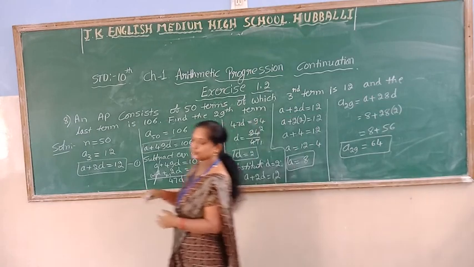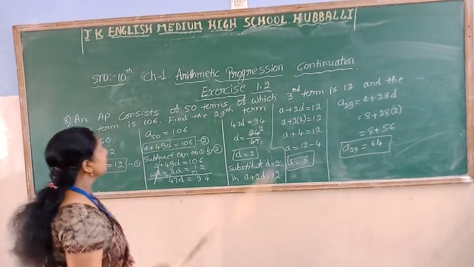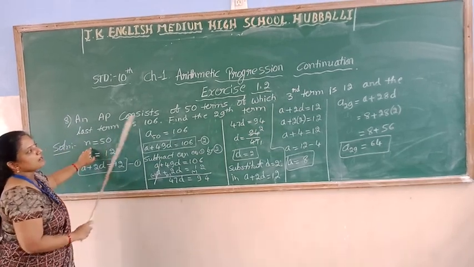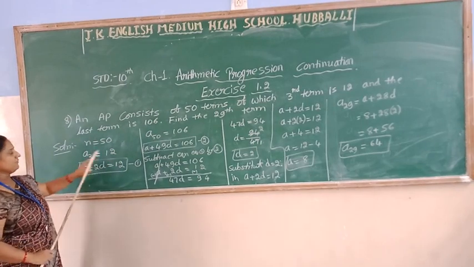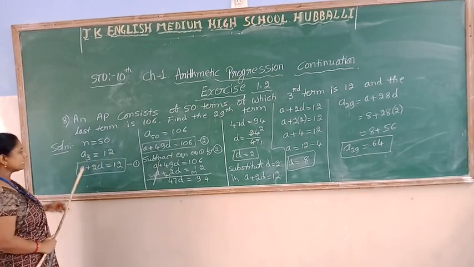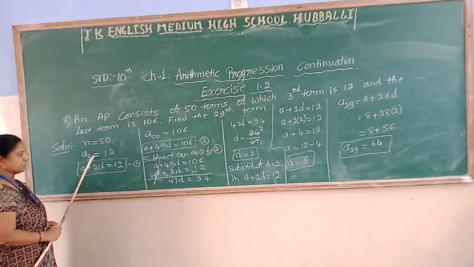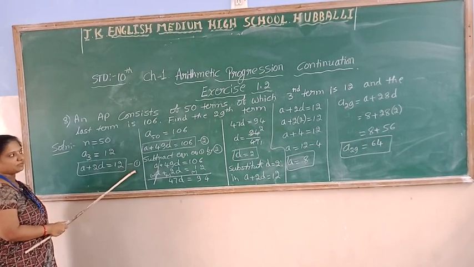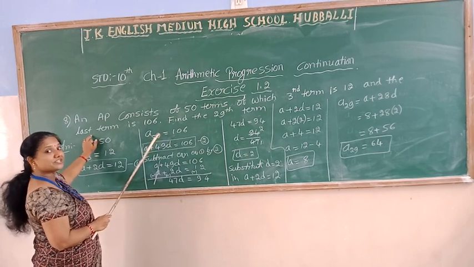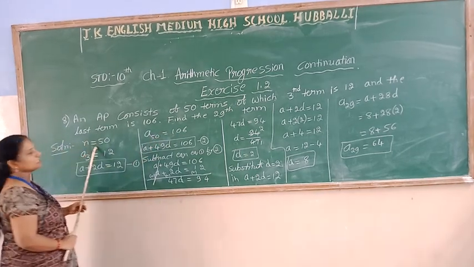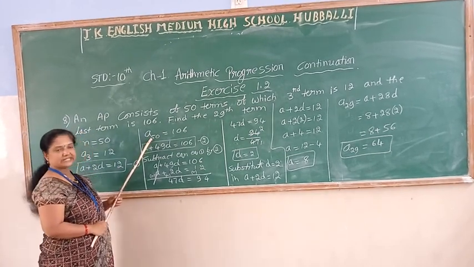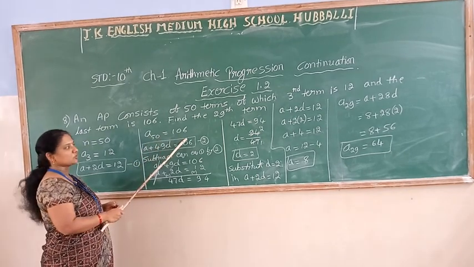So now once again I am going to explain. All of you will listen. The question is, an AP consists of 50 terms, means the n value we know, of which the third term is 12. Third term is 12, how can I write it in general form? a plus 2d is equal to 12. We call this equation number 1. And the last term they mentioned here. Last term means we know how many terms are there in this AP. 50 terms are there, so I can take the last term, that is the 50th term. The 50th term is equal to 106.